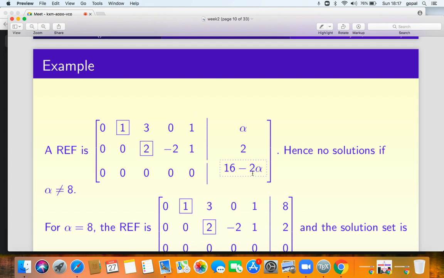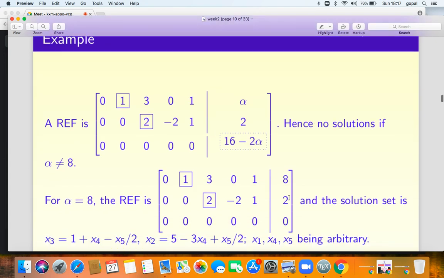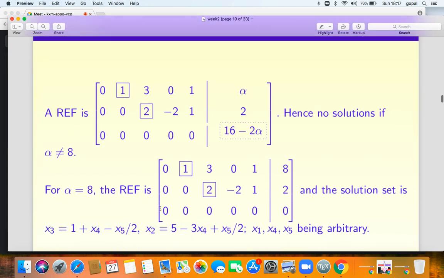Whereas if alpha is 8, then the rank of the associated matrix, as you can see, is the same as the rank of the augmented matrix. The second column and the third column are linearly independent, and this last column is a linear combination of the second column and the third column. So the column rank doesn't change, and hence the rank doesn't change. Row rank equals column rank, so not a problem.